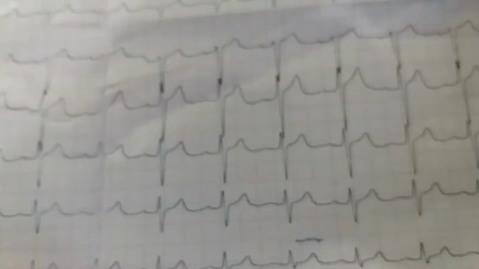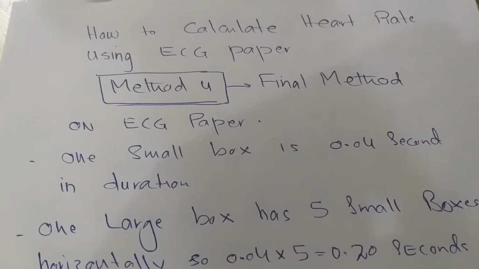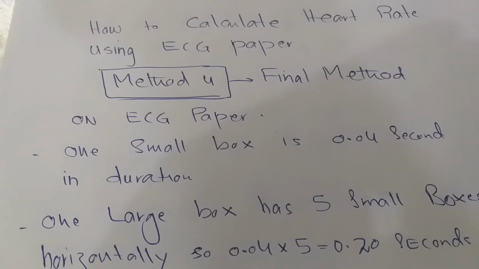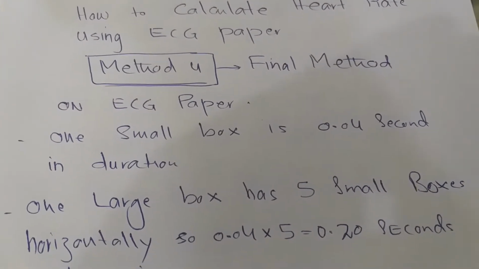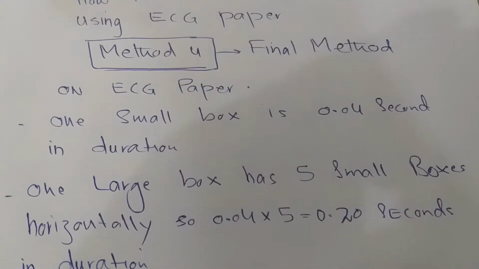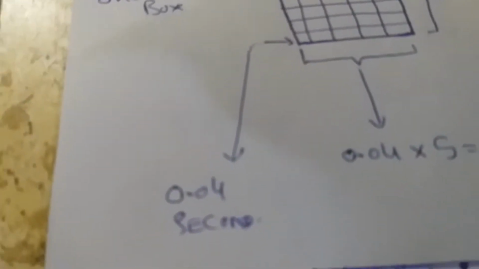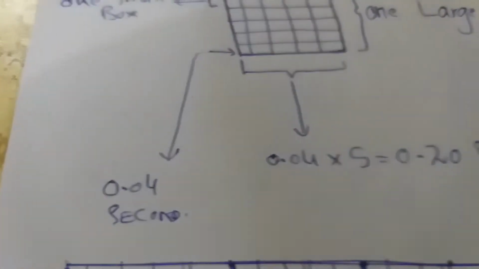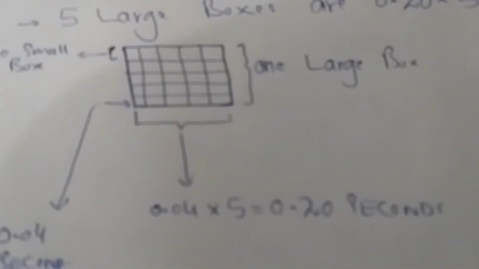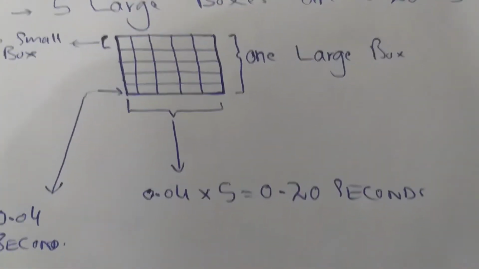So one thing to remember on the ECG paper, in order to use method 4, which is also the last method of calculating the heart rate, and this method is actually utilized especially in atrial fibrillation and in cases of the complete heart blocks. In order to use this method, we need to know certain facts: the duration of one small box is 0.04 second, and the duration of one large box, which has 5 small boxes horizontally, is 0.20 second.